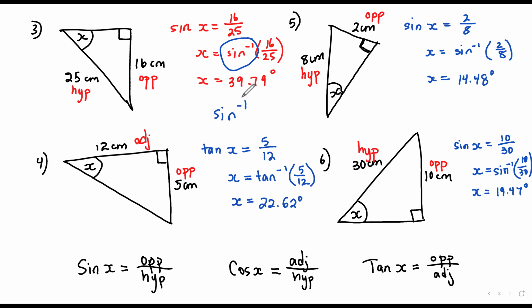Press second function and then press sine, and tell me if you're seeing sine to the power of -1 come up on your screen. Good. Now you take that of 16 over 25. So after you get sine inverse on the screen, press 16 over 25 and press equal and tell me what you get now. I got that error.